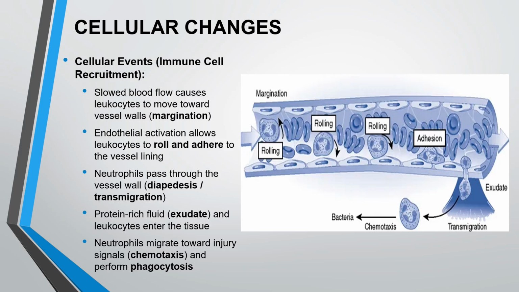This is basically TSA for immune cells. Slow down, show ID, go through security, and follow signs to the problem area. When you see neutrophils clustered around necrotic tissue, vessels, or bacteria, you're looking at successful recruitment. If you see the word chemotaxis, think directed movement towards injury signals, not random wandering.